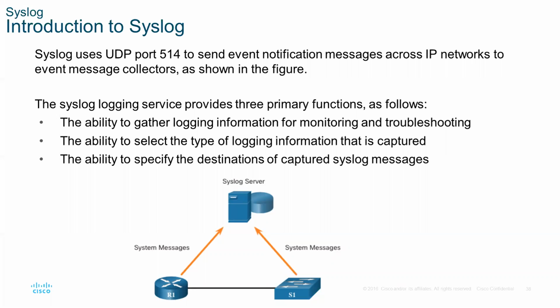So we tell the devices, based on their event log, what level triggers a message. So we can gather logging information to monitor and troubleshoot devices within our network. We can specify which of these message types we want to log and record. And we specify where we're going to send these captured messages to for storage.